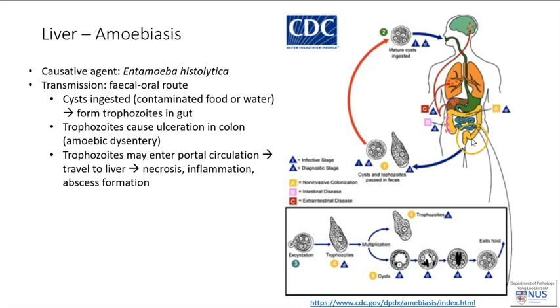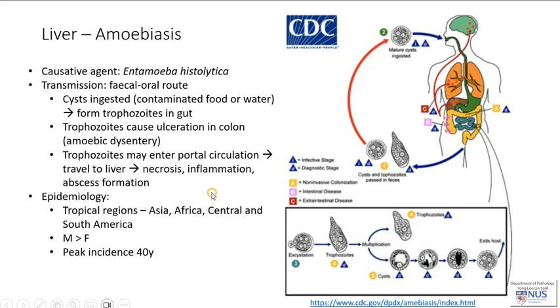Trophozoites can then cause ulceration in the colon, and this is known as amoebic dysentery, so this may give rise to some diarrhea. And from the areas of ulceration, the trophozoites can then enter the portal circulation, travel to the liver, and this is where they can give rise to necrosis and inflammation and abscess formation.